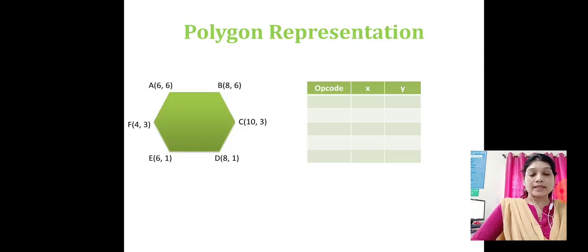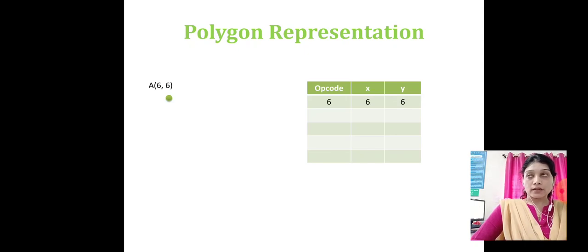So, let us start with the example. Here you can see the polygon representation. We have to represent this polygon in this display file. This is the structure of a display file. Let us start with point A. What are the coordinates of point A? 6 comma 6. We are storing that 6 comma 6 in this display file as shown here. Then the next point will be B, which I am taking with coordinates 8 comma 6.